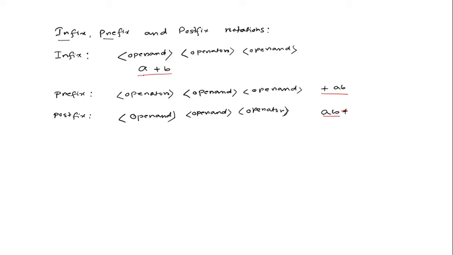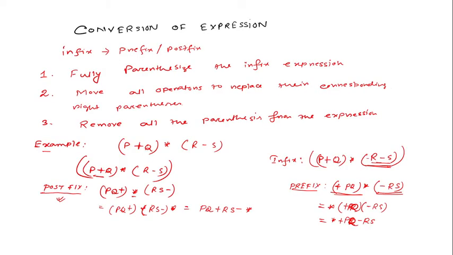Okay, if the infix operation is a plus b, then the postfix operation should be ab plus. If a plus b is the infix operation, the prefix operation is this. Okay, so this is the infix, prefix and postfix operation. So you can do these different types of conversions. This is a simple operation.